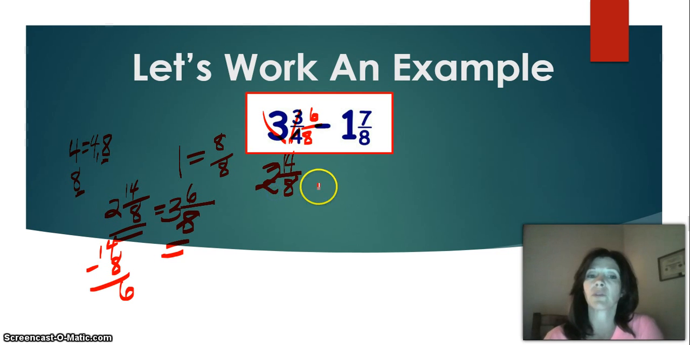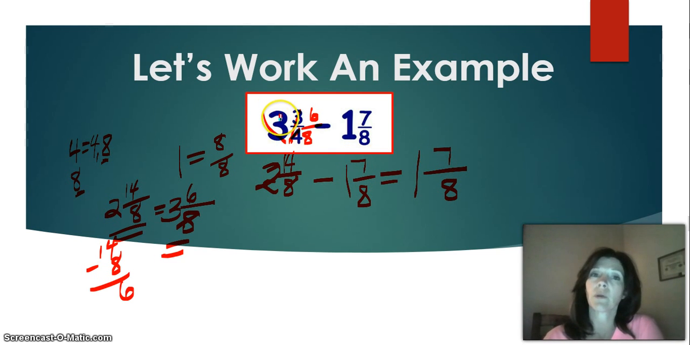So here you have your new fraction, 2 and 14/8 minus 1 and 7/8. Now that you have a fraction that you can subtract, you now subtract. You can subtract your two whole numbers. 2 minus 1 is 1. Remember, our denominators stay the same. You don't subtract. So that's an 8. And 14 minus 7 is 7. So we are borrowing from our whole number. You add the value of your denominator to your numerator, and then you're ready to subtract.